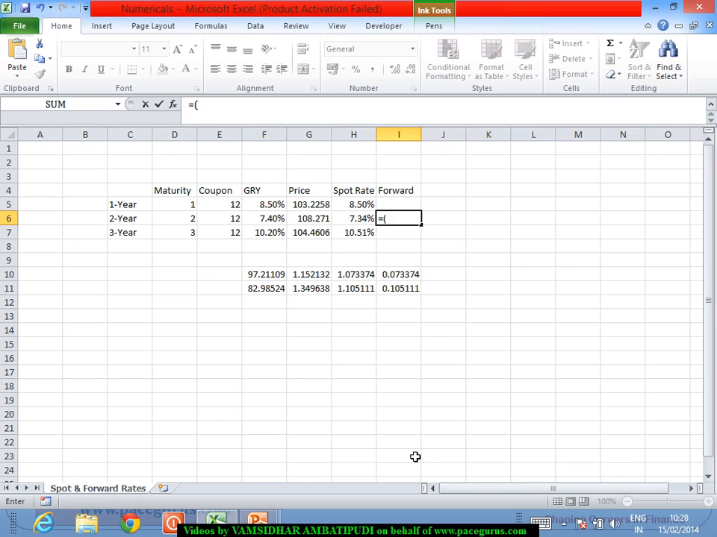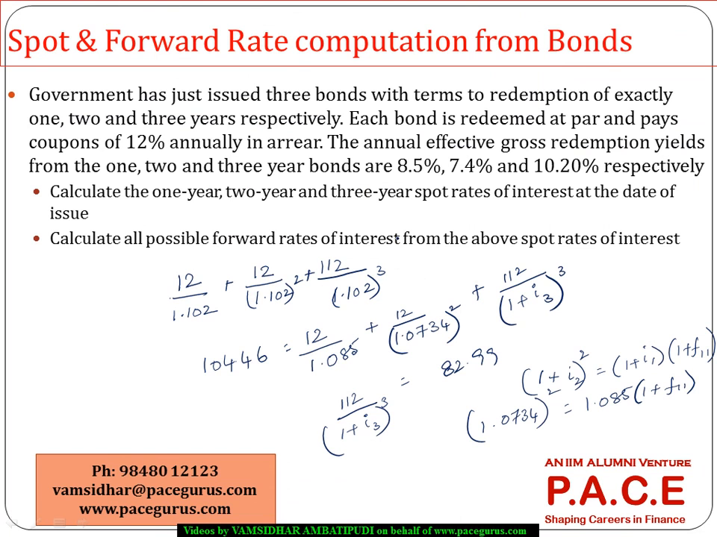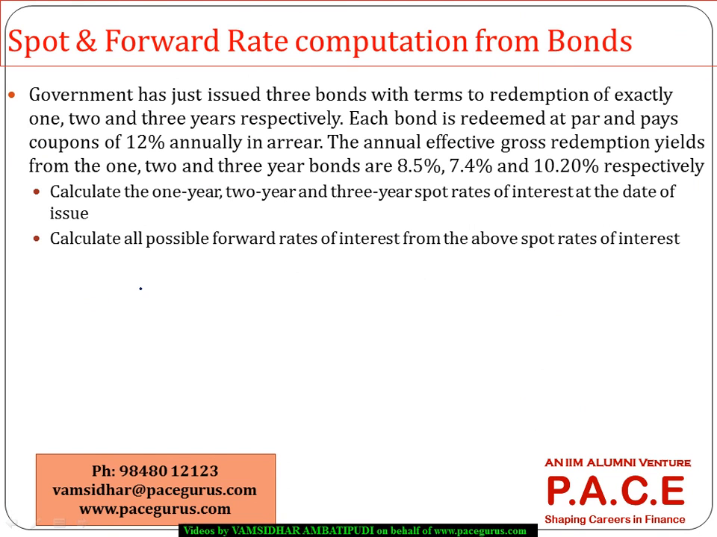So here if I want the forward, I can take it as 1.0734 squared divided by 1.085. This is 1 plus F1. I subtract 1 from it. This gives me the forward rate. So the forward rate between 1 to 2 years is going to be 6.19%. The same logic I can use between 2 and 3.